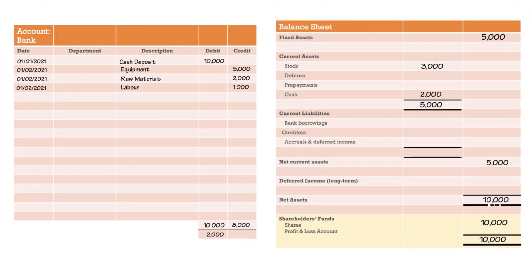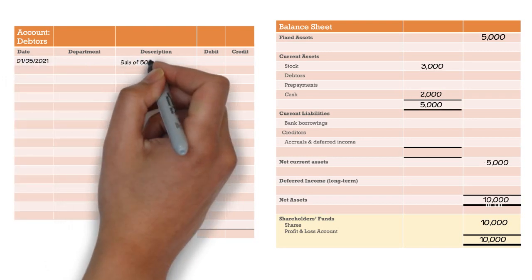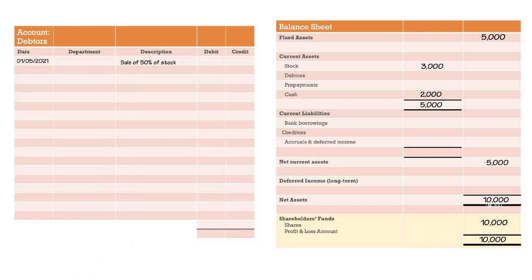The sale that we have made is not for cash, so we need to find our debtors account and again choose a date fairly randomly, and we'll put into the description the fact that we have sold 50% of our stock. We'll record the value that we agreed the invoice was for, £2,500, and the customer, until they settle the account, is a debtor of the company. Therefore, it's a debit entry into the debtor's account.